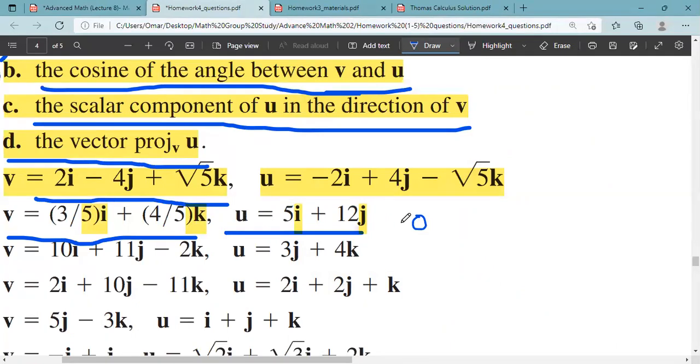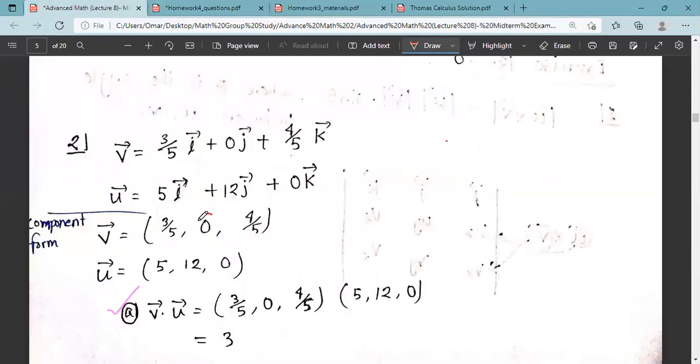So here we write down 0k plus 0k, and then here we write down plus 0. So this part is extra, because we don't have a j coordinate and k coordinate here. If you have a look here, I have written 0, and I have written here 0. So this is our v vector and this is our u vector. This is the component form of v, and this is the component form of u.